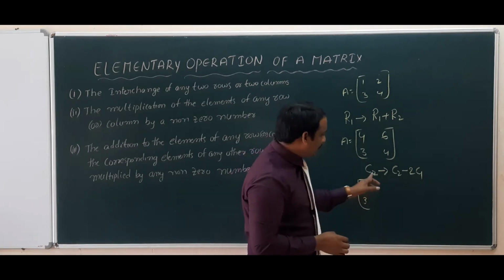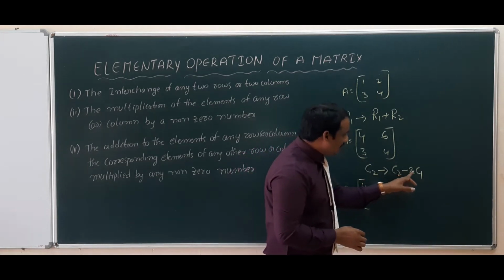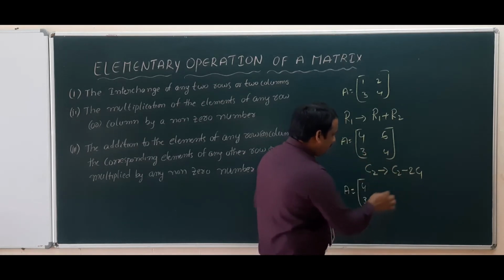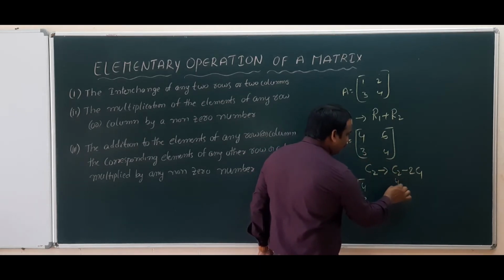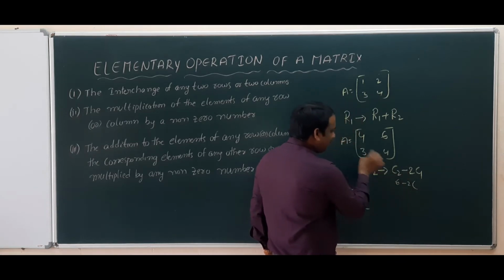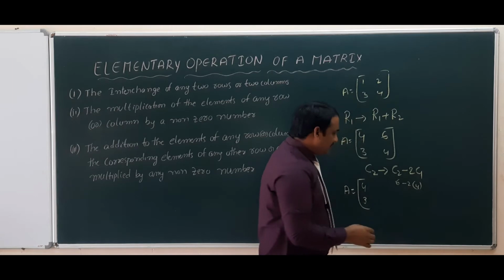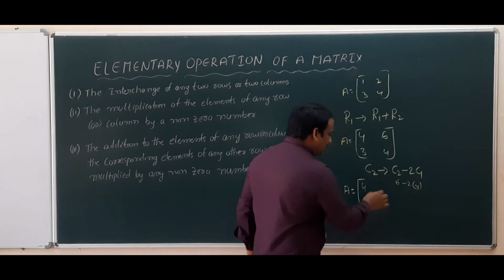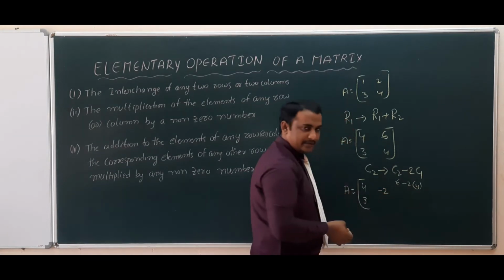Now C2, what am I telling? C2 minus 2 C1. What is C2 here? The first element you can see here, C2 is 6, 6 minus 2 into C1. The C1 element is here 4. What will you write? 6 minus 2 into 4, 2 fours are 8. 6 minus 8 value is minus 2 you have to write.